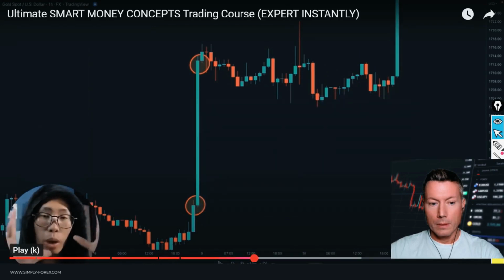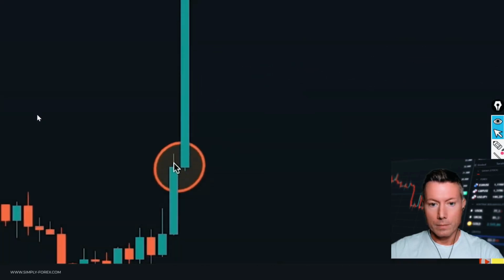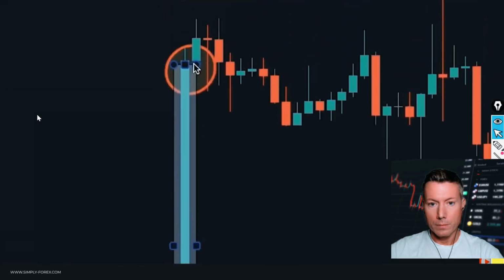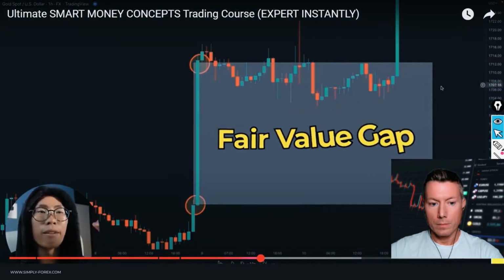So you can mark a fair value gap by using a rectangle tool to mark the previous candle's wick before the big move, and then taking the next candle wick after the big move. So right here, this will be your fair value gap.